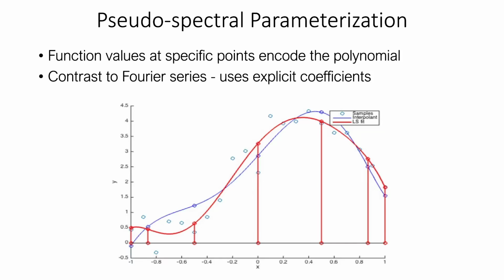We use pseudo-spectral parameterization, which involves estimating the underlying function using the function values at specifically chosen points, which are, in our case, the collocation points. We use the Chebyshev points as our collocation points due to their superior properties.